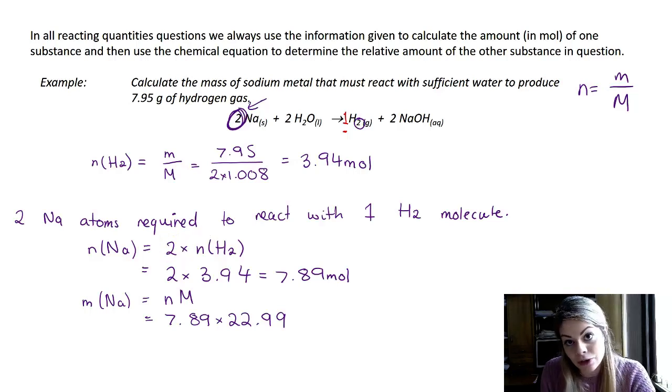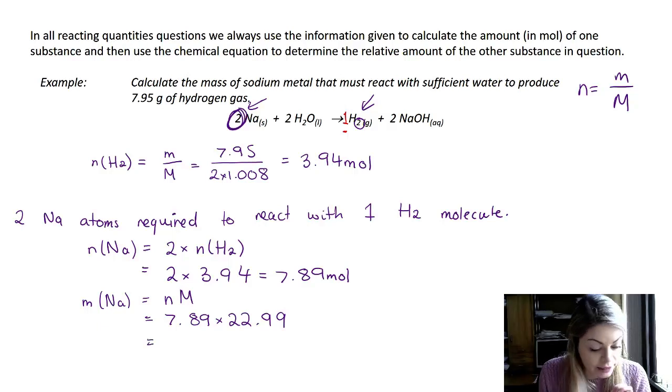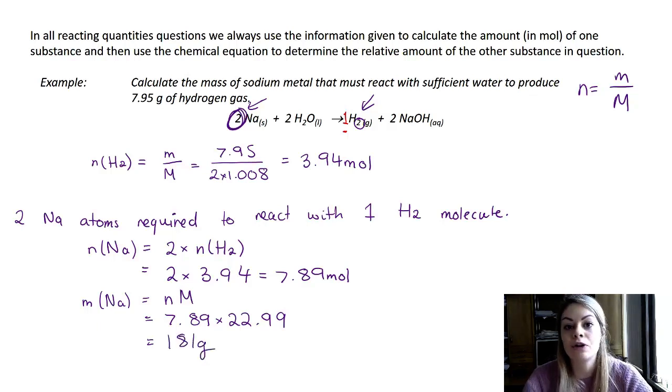Any little numbers though you do have to consider in the molar mass, because one hydrogen molecule, for example, does have two hydrogens in it, so the molar mass is 2 lots of 1.008. Okay. Anyway, if I put that in the calculator, I get 181 grams of sodium required to produce 7.95 grams of hydrogen gas.